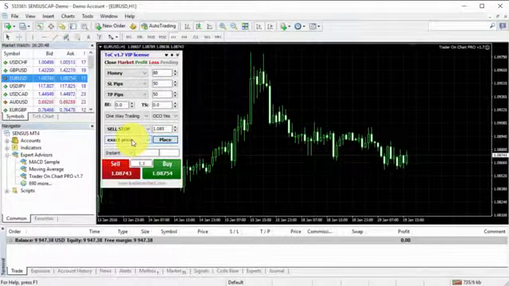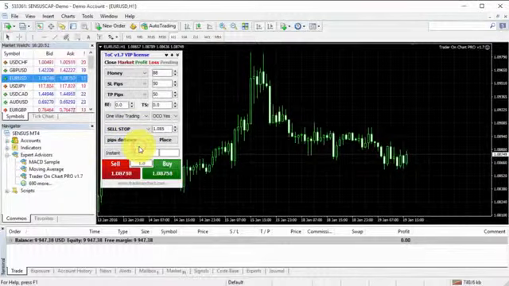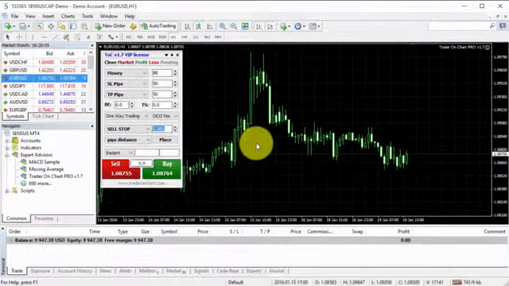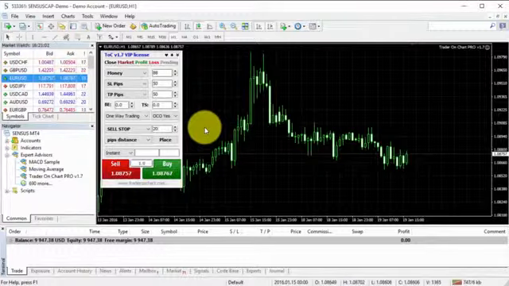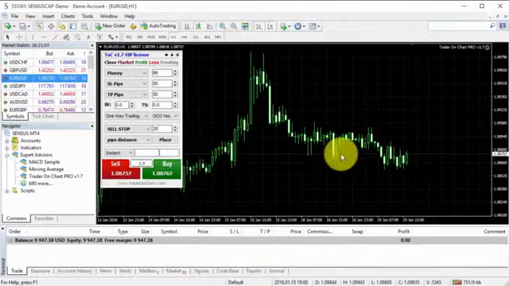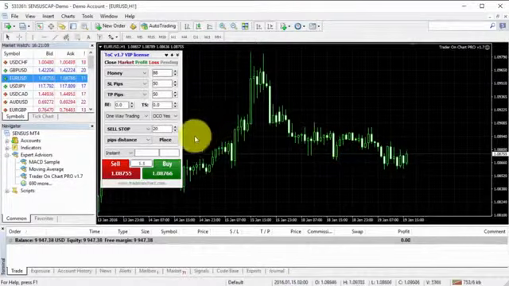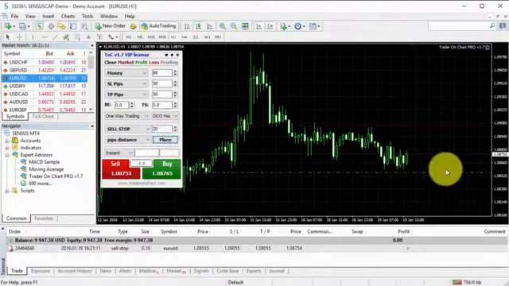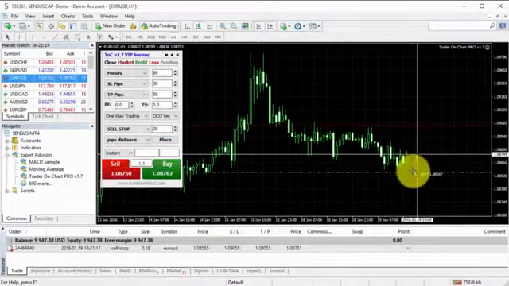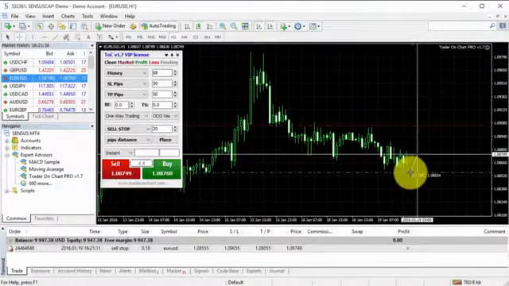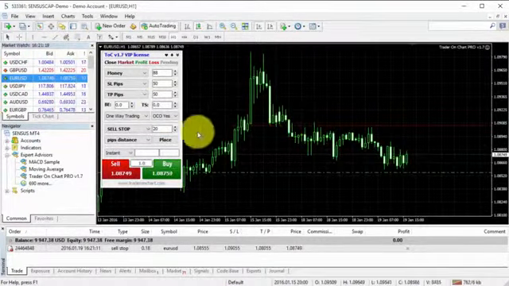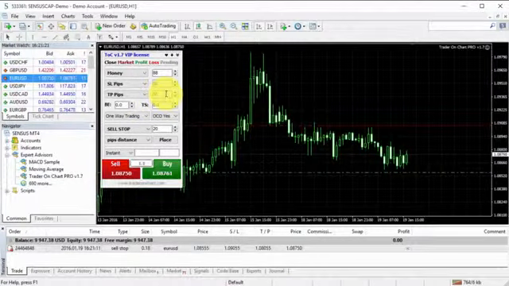Another cool thing about this app is that I can use pips distance. Let's say I want a sell stop order placed 20 pips distant from my current market price. So I click the place button, and 20 pips below it places my sell stop. Obviously it adds a stop loss and take profit as well.